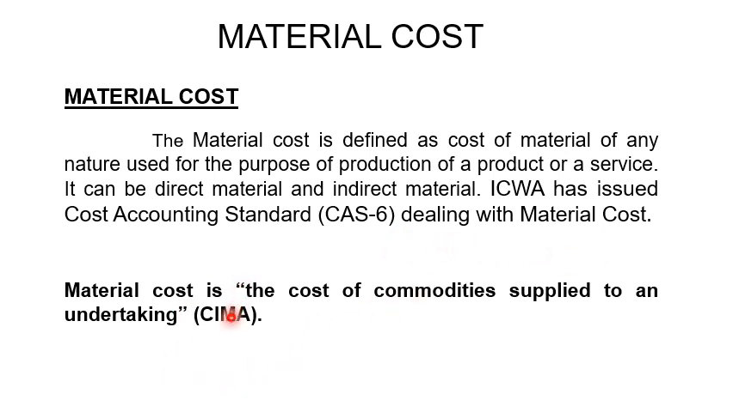Here is the definition given by the Chartered Institute of Management Accountants. According to that, material cost is the cost of commodities supplied to an undertaking. It means material supplied for manufacturing, supplied for giving services, or material supplied for converting raw material into finished goods. So any kind of material, the cost of commodity supplied to the undertaking.